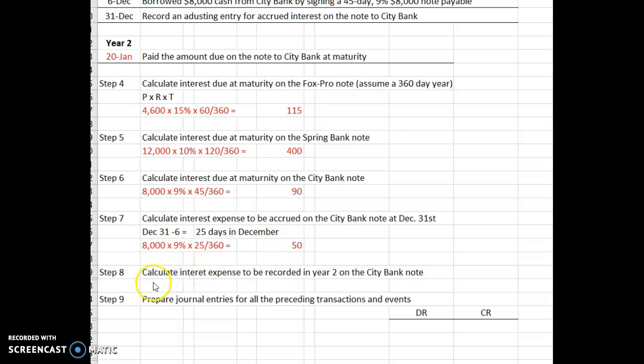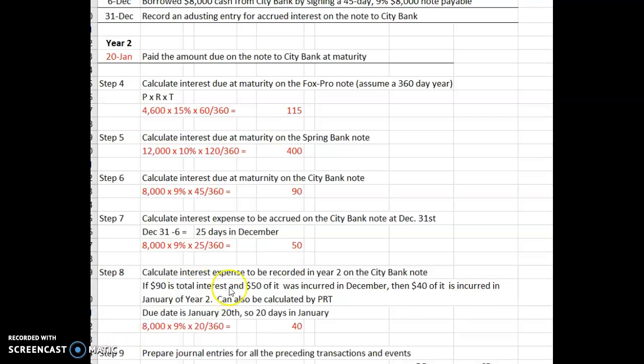The next step is to calculate the interest that will be recorded in year 2 on the Citibank note. Remember, it's a 45-day note. Only 25 of those days was in year 1. So the remaining 20 days, we used the money in year 2. So go ahead and calculate 20 days worth of interest on the Citibank note. When you finish, start the video again and check your work.